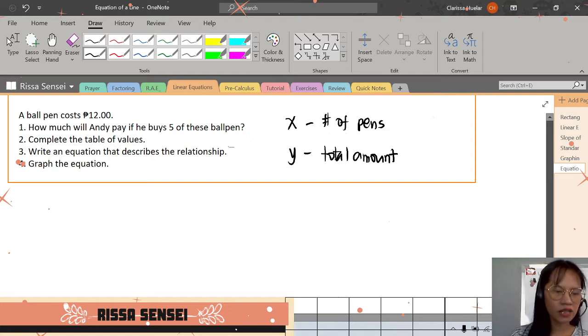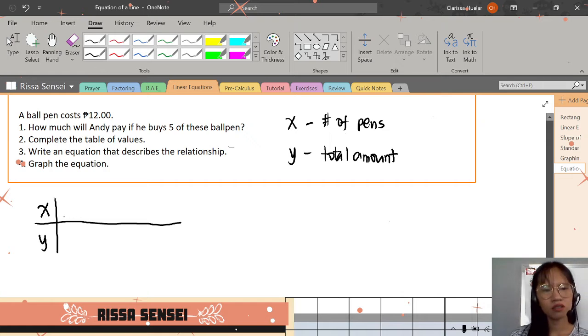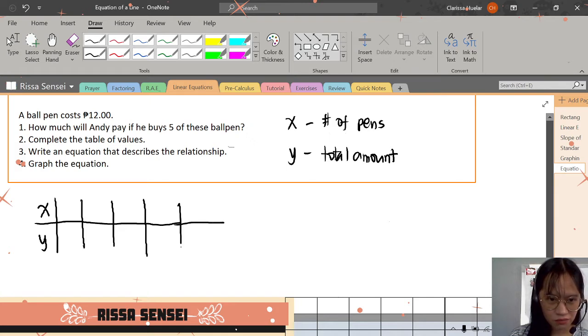Let's have the table of values. Very helpful nitong table. Hindi siya straight. Ayan, close na siya sa straight line. Again, very helpful kasi itong, tingnan natin. Kanina kasi hindi nag-record yung ginawa ko. So, I'm gonna repeat it. Pangit ng linya ko. Inis ako.